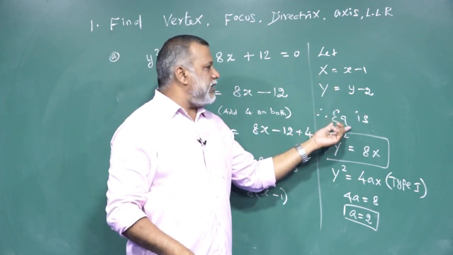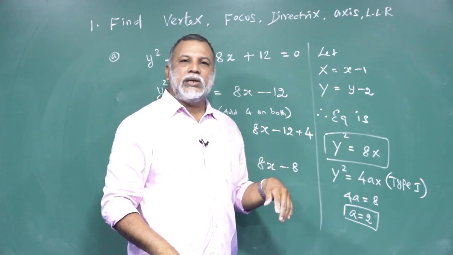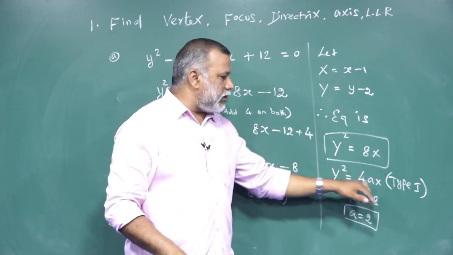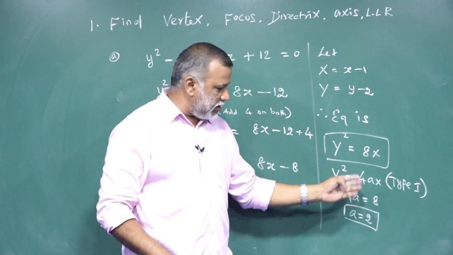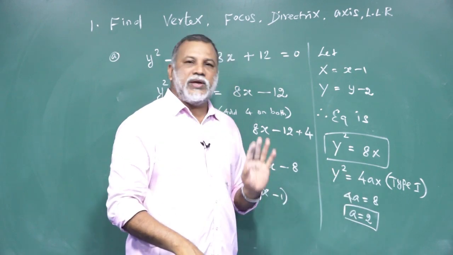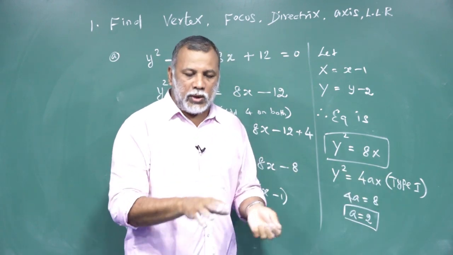Now the recovered equation is capital Y squared equal to 8X. Then Y squared equal to 4aX, compare with the standard equation. Now a equal to 2. So we are able to justify this is type number 1.